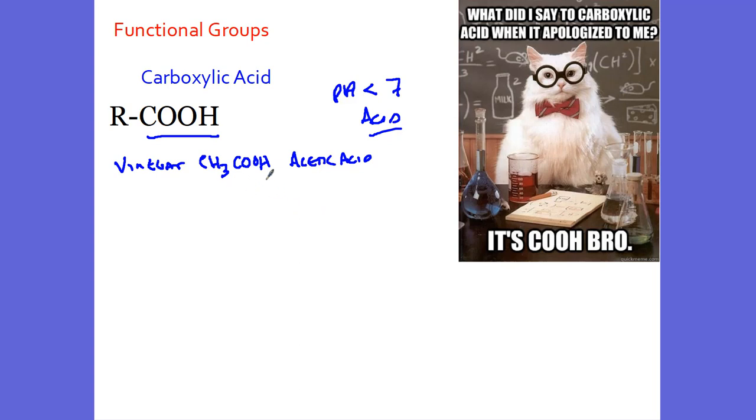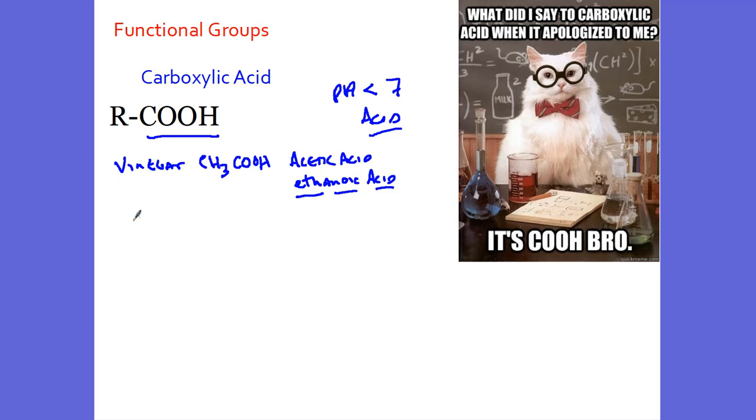There are some other names. We actually call that ethanoic acid. Ethanoic acid, that's the real name. Eth means two carbons. We have two carbons. Ane means single bonds. Oic acid is the naming for carboxylic acids.